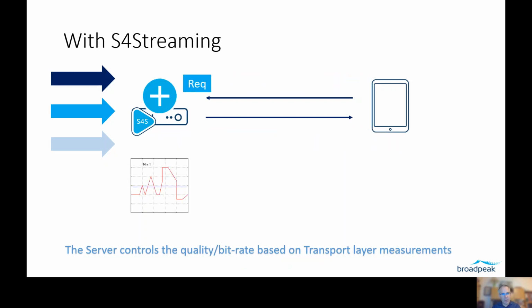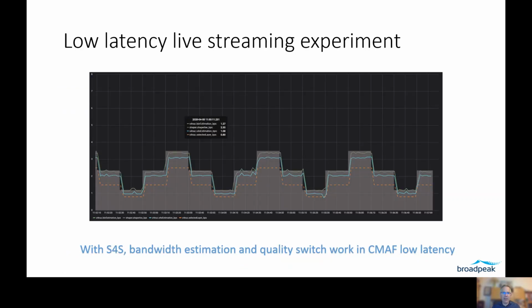So if the player requests the medium quality, maybe the server will return the highest quality. And if the player requests the highest quality, maybe the server will return the lowest. The server controls, and the player just tries to do its job after all, which is getting a segment and displaying it as soon as possible. With this way of doing, we solve the live streaming case, and in particular the low latency streaming case.